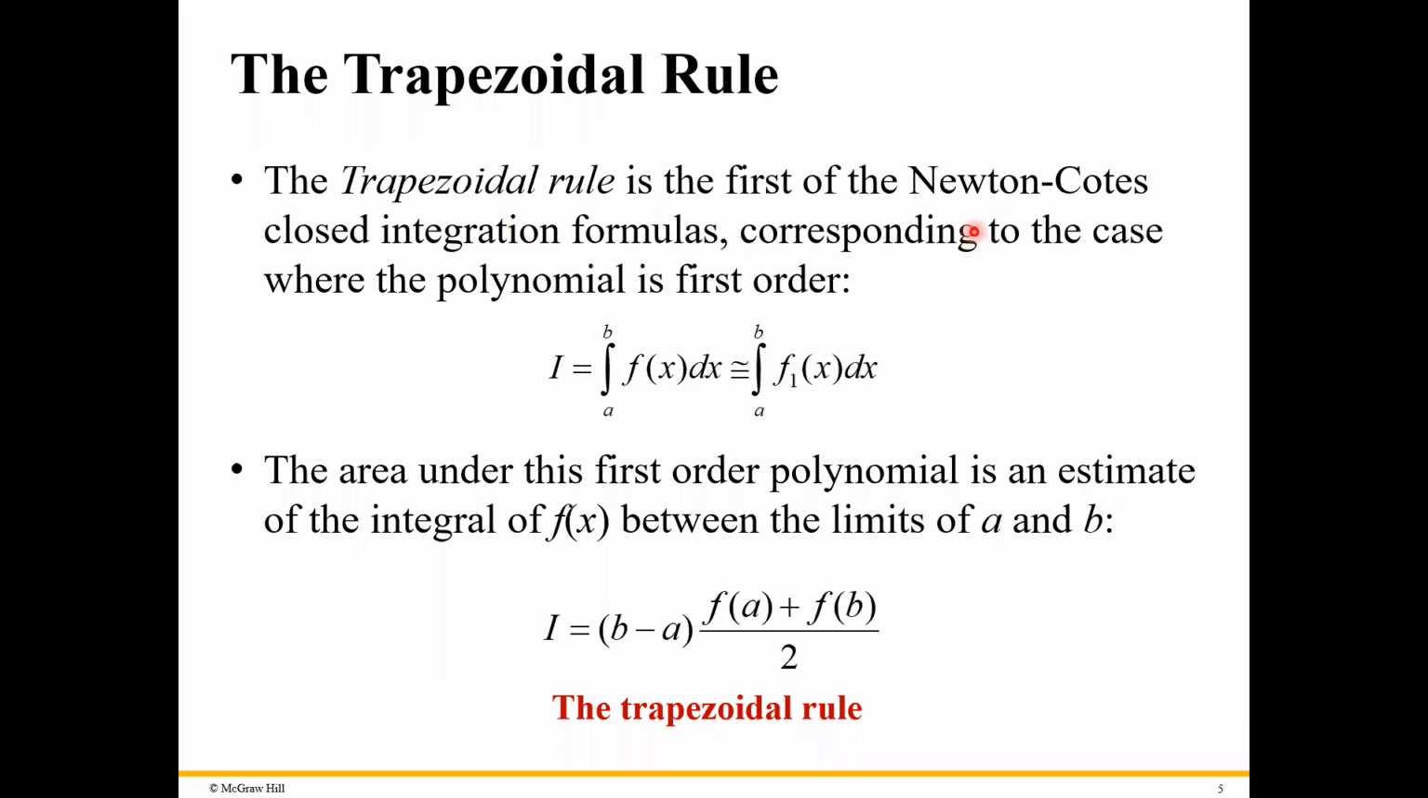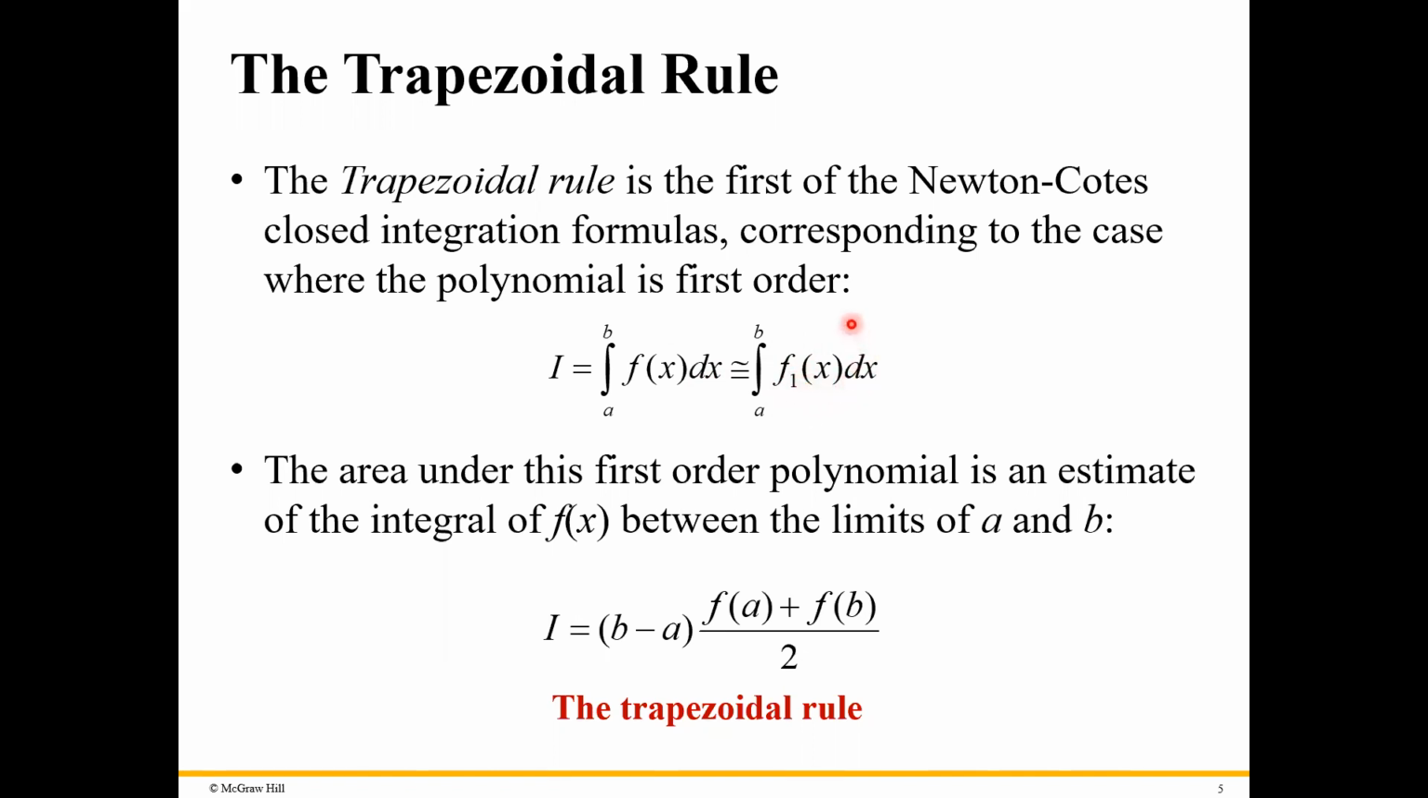The trapezoidal rule is the first of the Newton-Cotes integration formulas, which corresponds to the case where the polynomial is of first order. So this is by definition. For example, if we want to represent the integration of f of x dx from a to b numerically, we will approximate it in this case with the first order polynomial. So f1 of x is a first order polynomial.